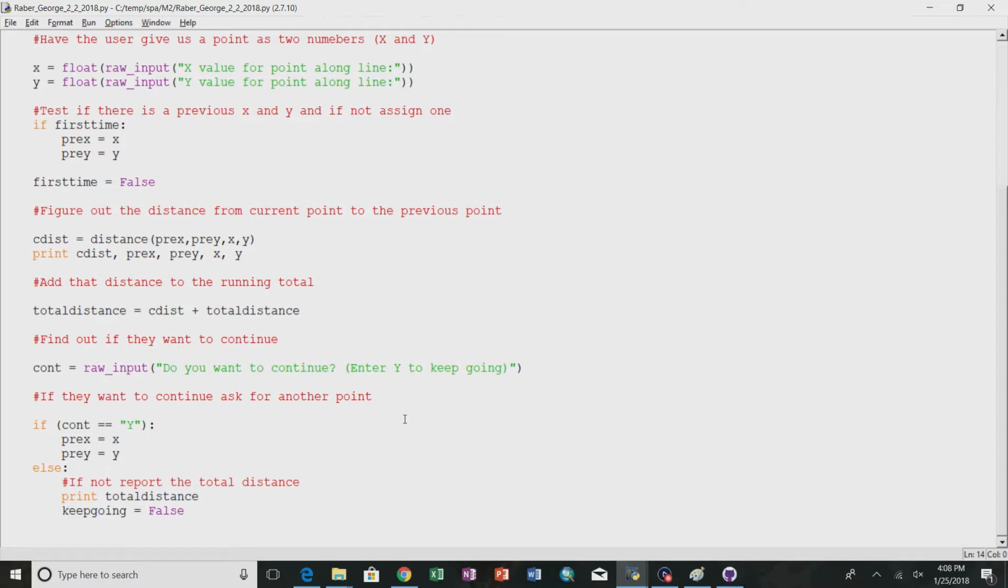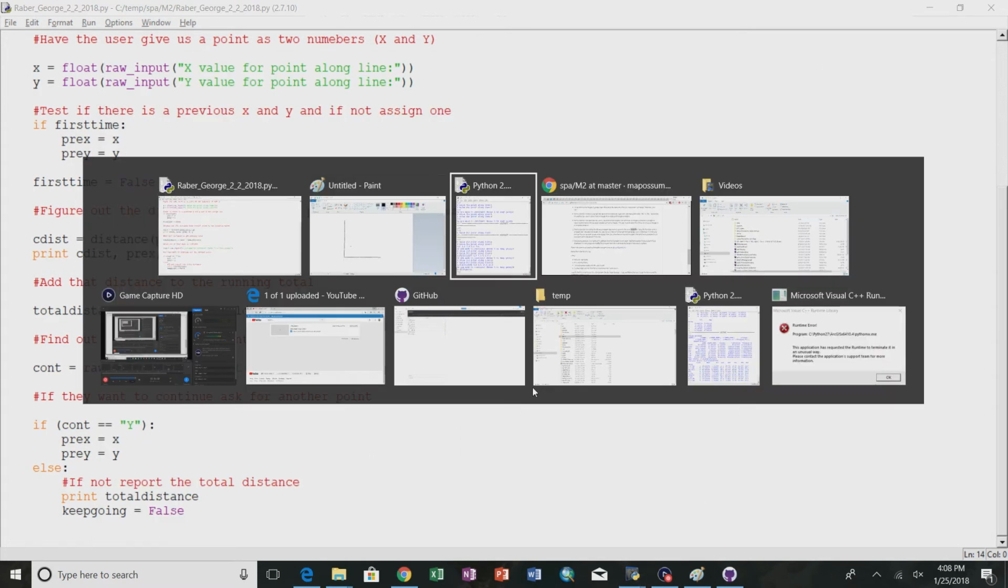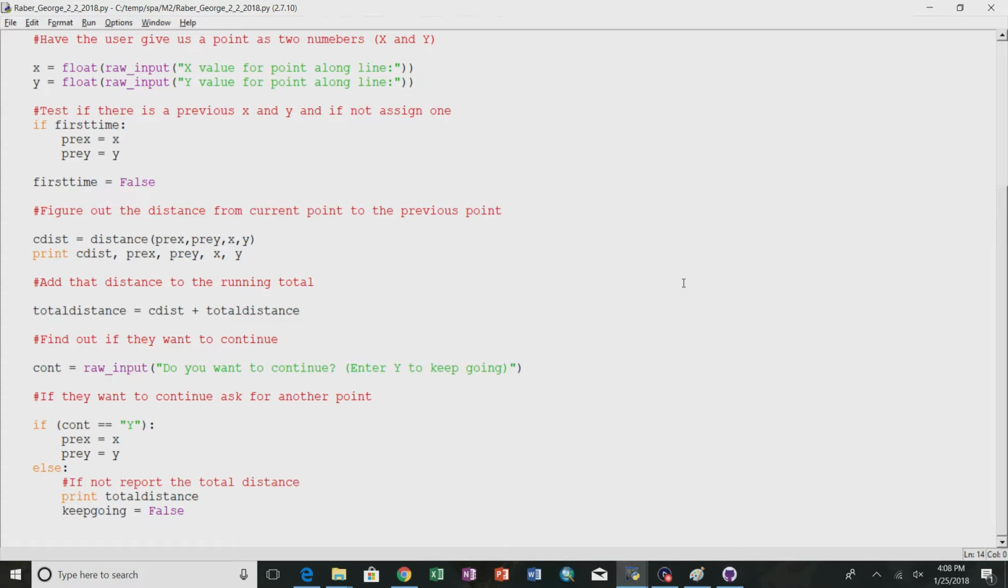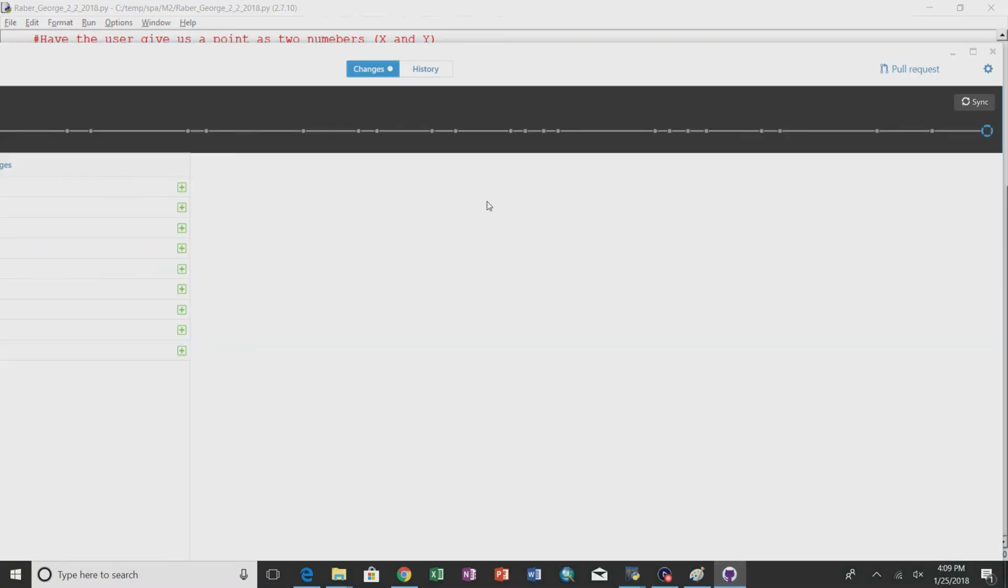You need to change that print statement so that it says something like, the total distance of the polyline is, and then the total distance. The other one was a triangle, this one is a polygon. So you need to put a statement that says the total distance of the polyline is, and then the total distance. So remember, you're going to have to convert this float into a string.